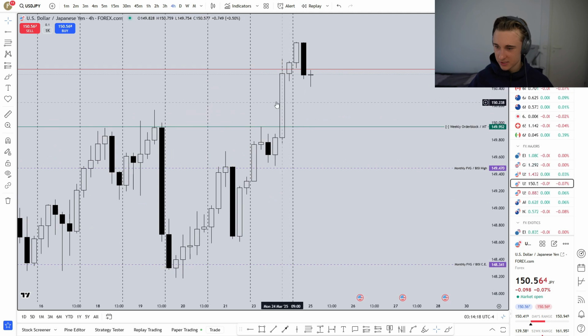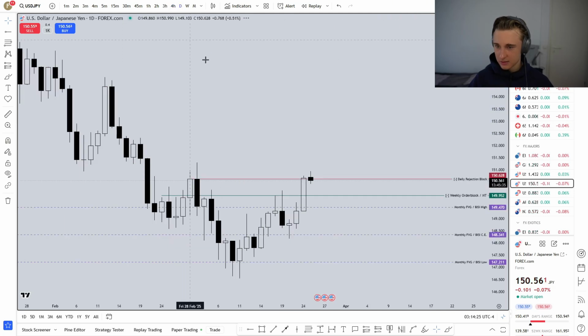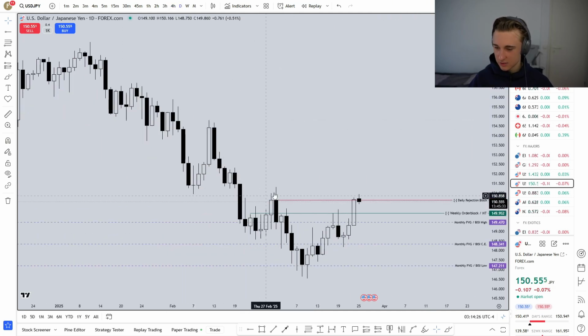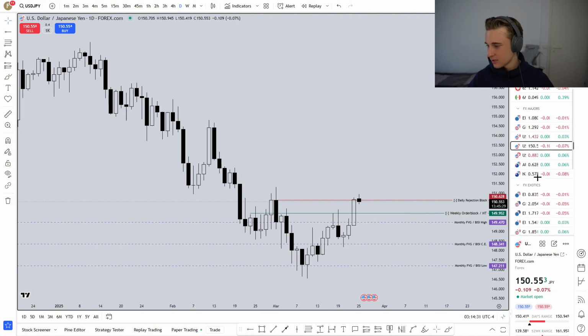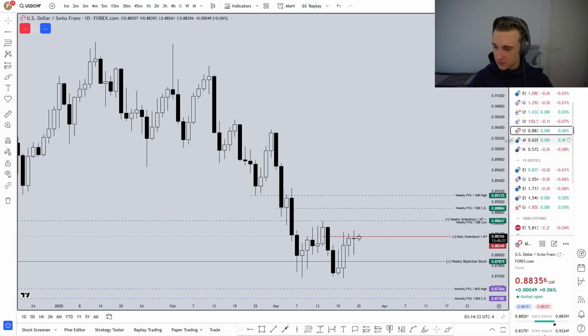So wonderful. Let's see where you can see a continuation. Now we have a 4-hour busy. We don't want to see the market close below the 50%. And yeah, let's see if we can take out the high right here and trade back into this bearish order block. I think we don't have to cover USD CHF.